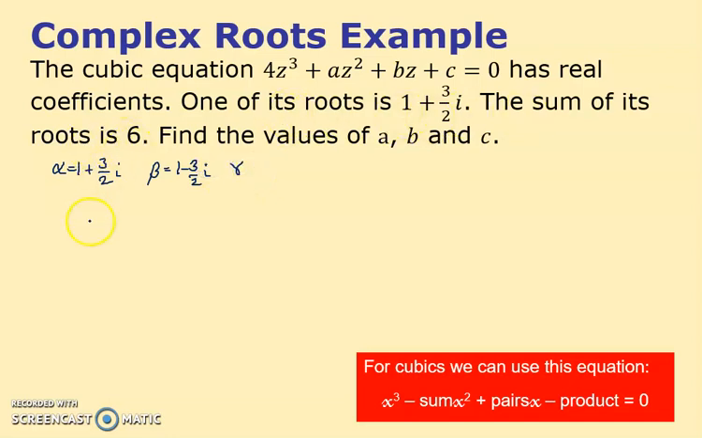The sum of its roots is 6. Well, I don't know gamma, but I can do alpha plus beta plus gamma, the sum, which is this plus this plus the gamma, and that has to equal 6. The great news is they cancel. So I've got 2 plus gamma equals 6. Gamma has got to equal 4. Alright, at least I now know what all 3 roots are. So what's it say? Find the values of A, B and C.